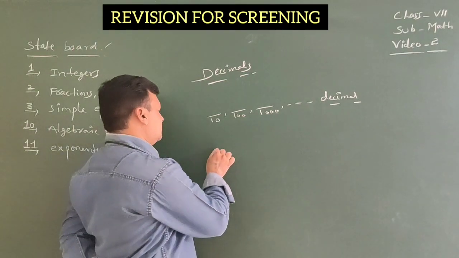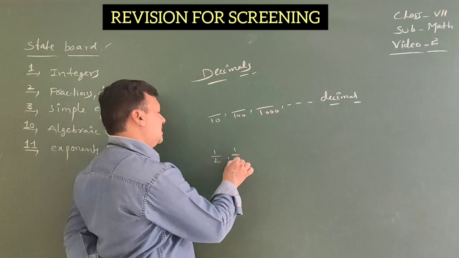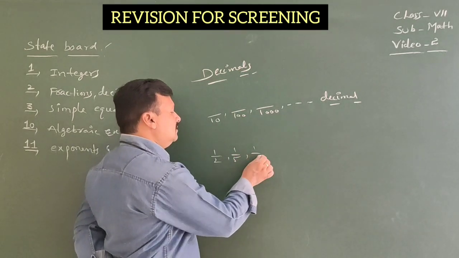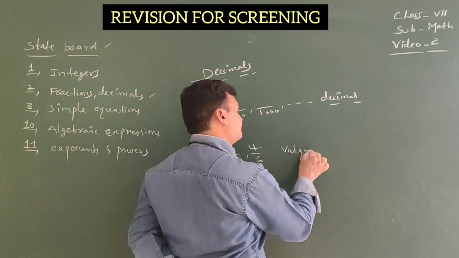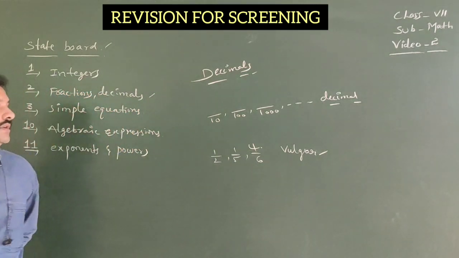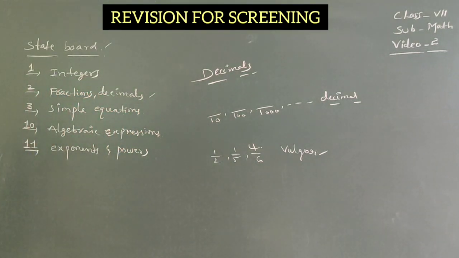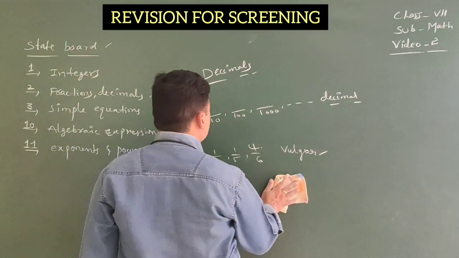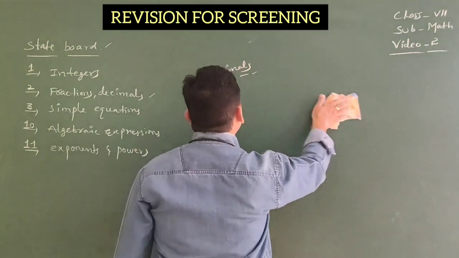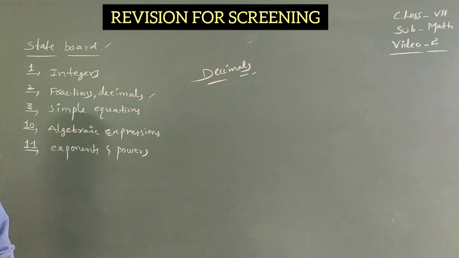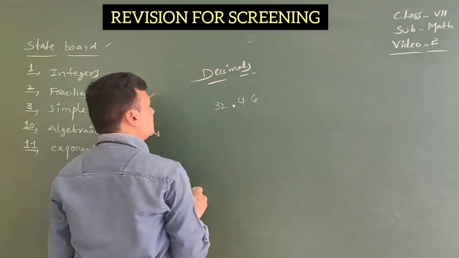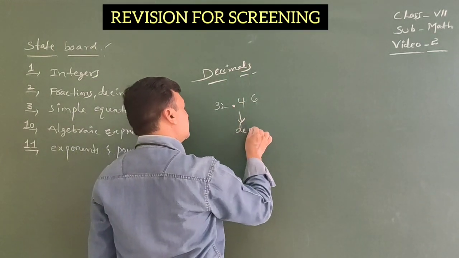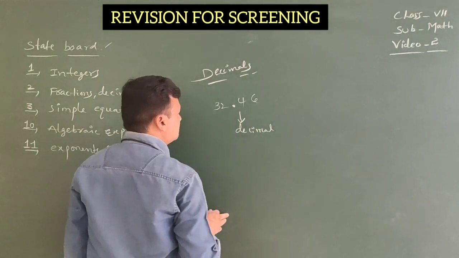Fractions with denominators other than 10, 100, 1000 are called vulgar fractions. Decimal fractions mean fractions with the denominator 10, 100, 1000, etc. Here, 32.46 they gave me. The decimal point divides the given decimal into 2 parts.